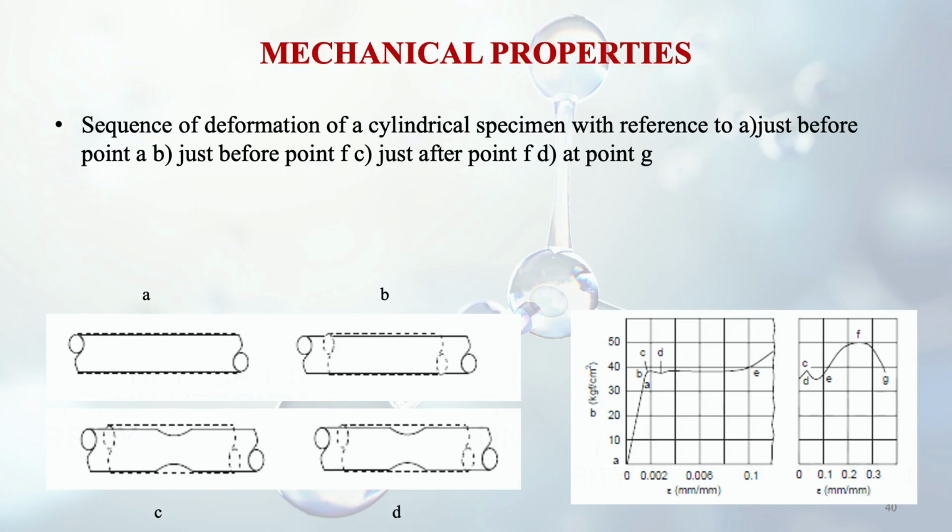The sequence of deformation of a cylindrical specimen with reference to different points: just before point A, just before point F, and then just after point F and at point G. So this is how the material is changing its shape while it is being subjected to the load.